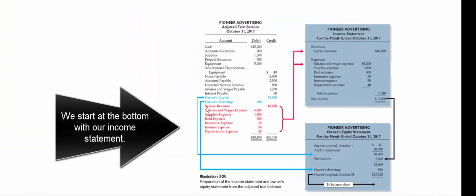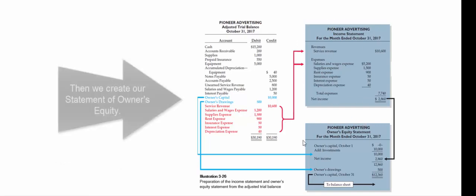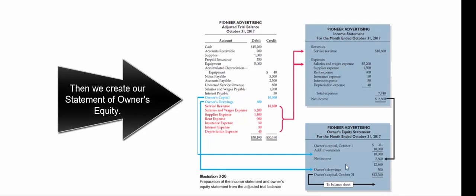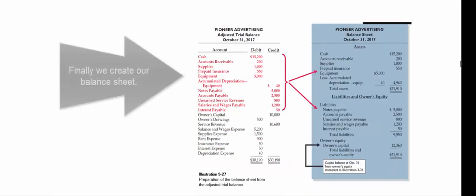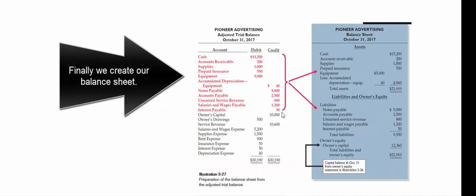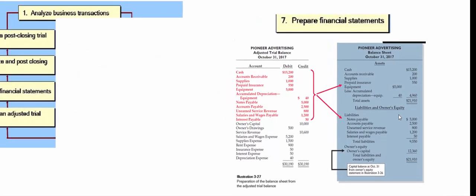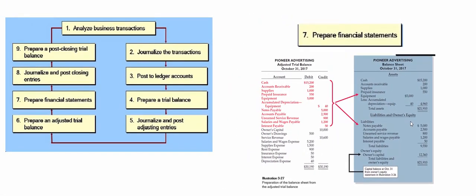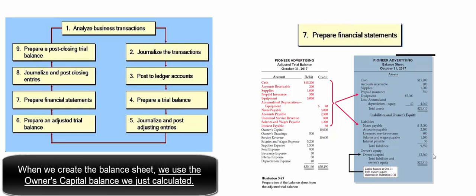We start at the bottom of our adjusted trial balance and take our revenue minus expenses to create our income statement. Then we create our statement of owner's equity by taking our owner's capital at the beginning plus our net income minus our drawings to give us our owner's capital at the end. Then we take the account balances from the top of the adjusted trial balance and turn those into our balance sheet. The only tricky part is that we use that owner's capital balance that we created in the statement of owner's equity when we create the balance sheet.